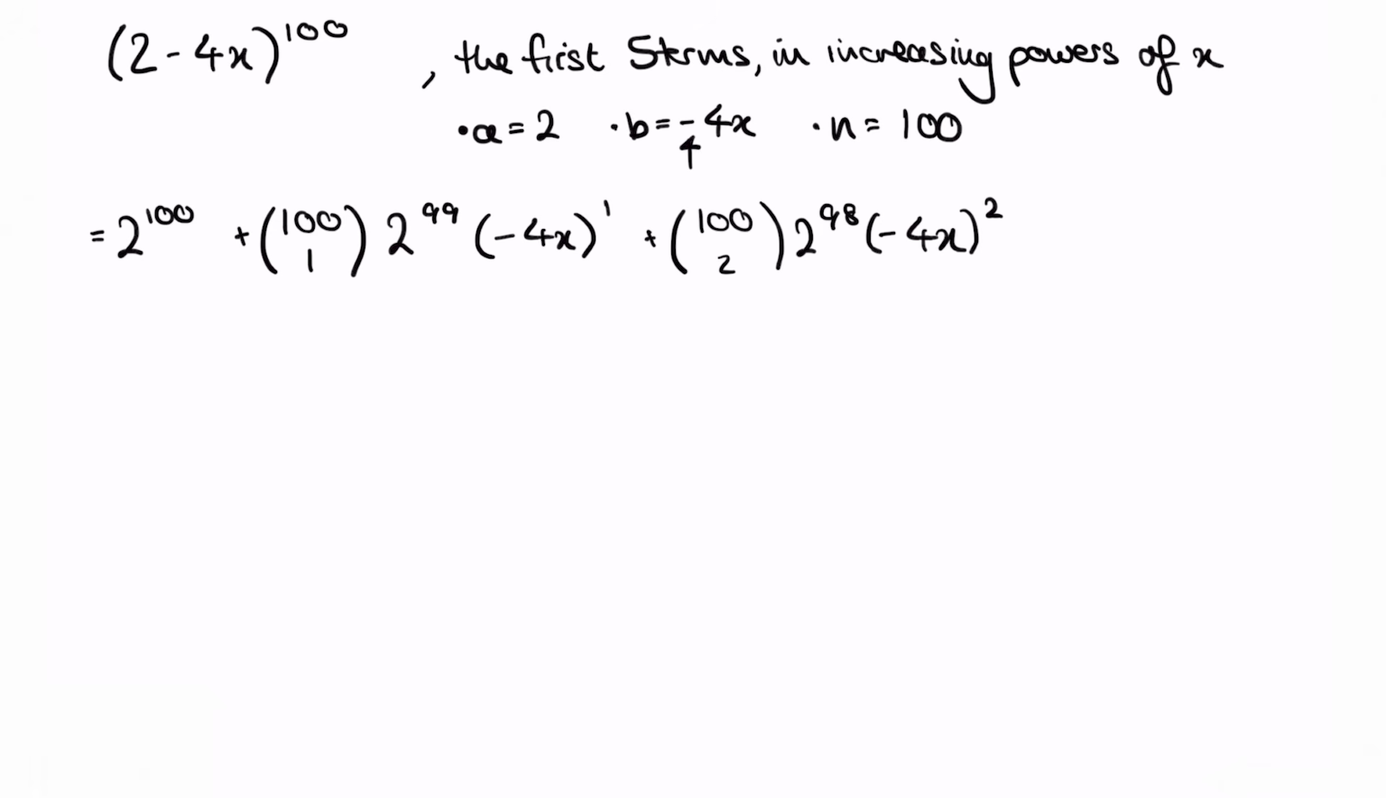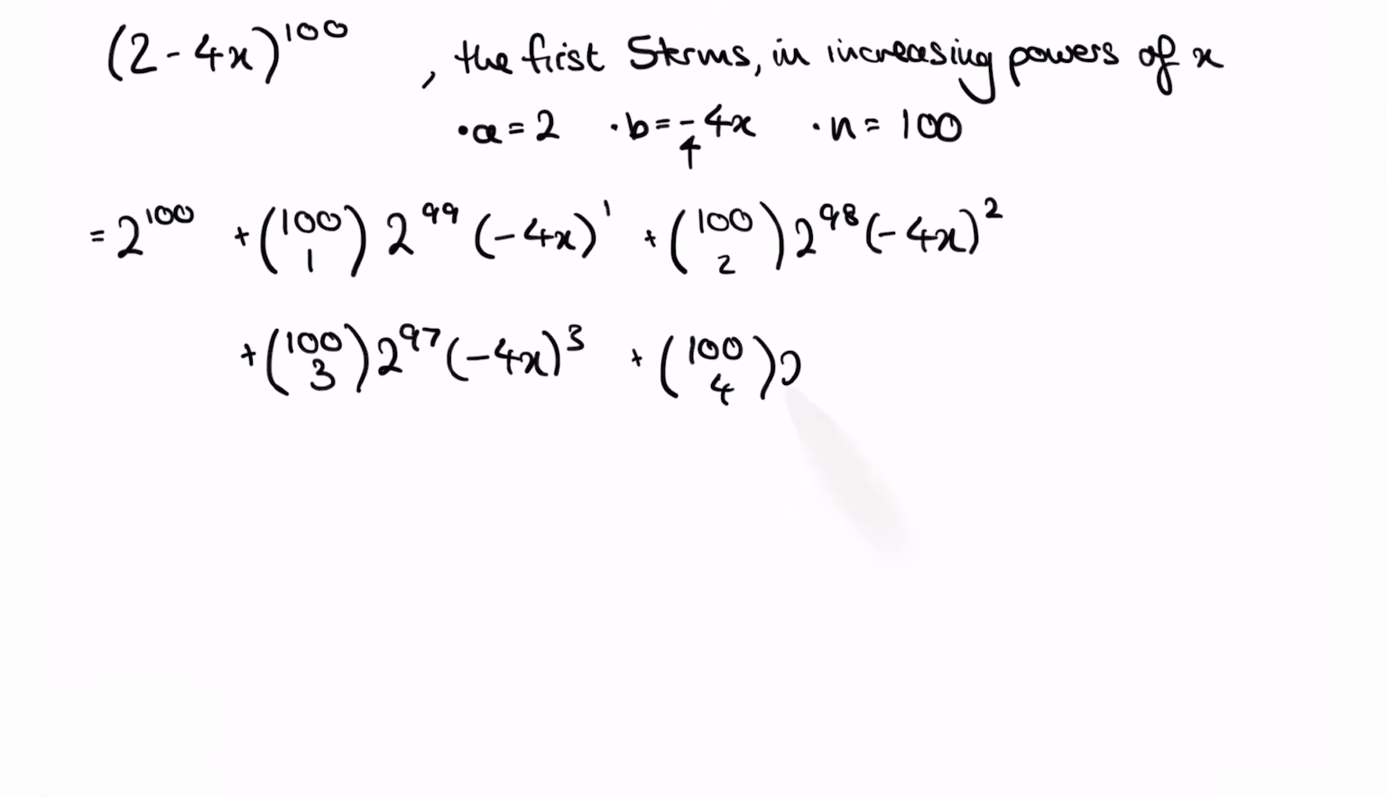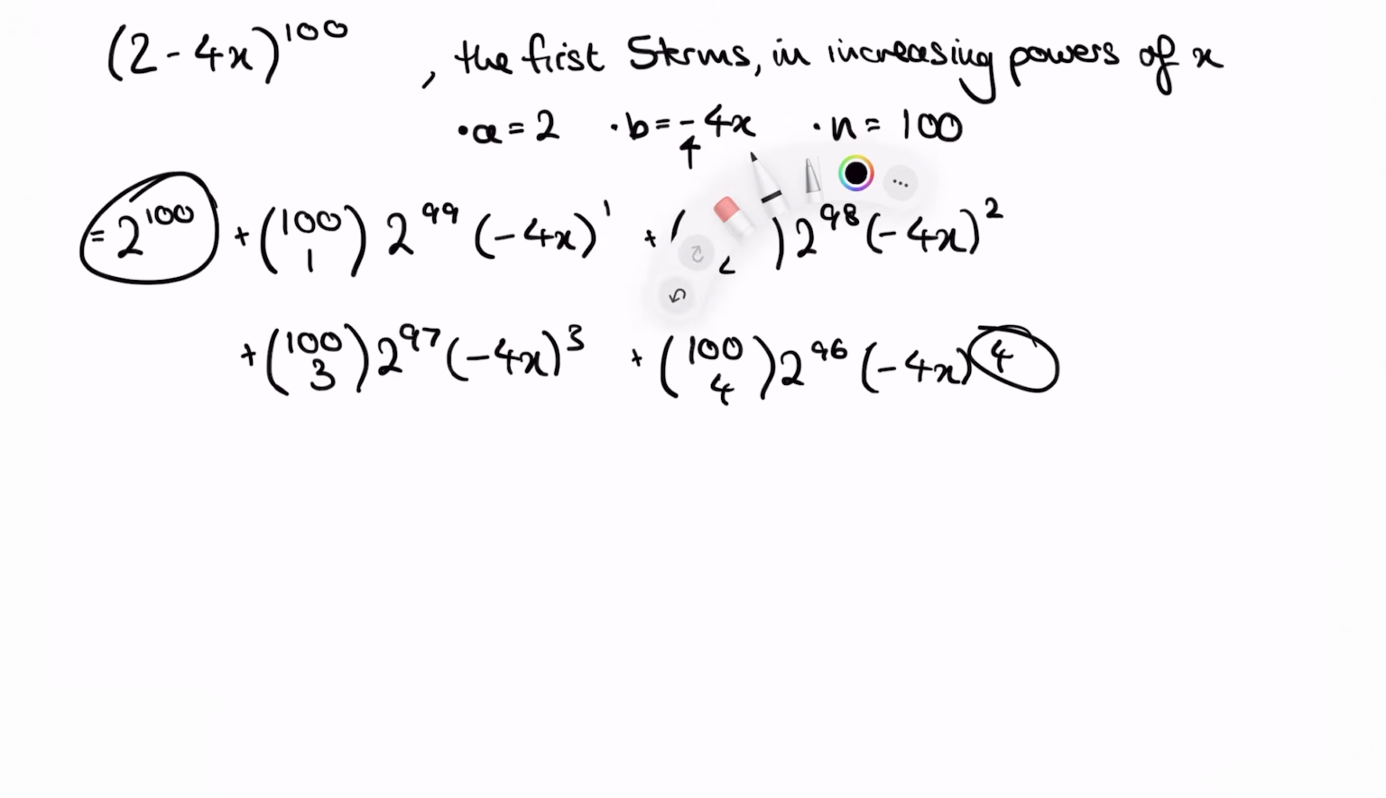which is 100. Doing the same thing, we get 100 choose 3, 2 to the 97 times negative 4x cubed. Notice I'm also raising the negative sign to the power 3 because that's super important as it affects the sign of that term. So then my 5th term is 100 choose 4, 2 to the 96 times negative 4x to the power of 4. Don't forget we still have this constant term, which is why this is our 5th term, even though we're raising to the power of 4, because here we're doing n choose 0. So we start counting from 0 upwards.